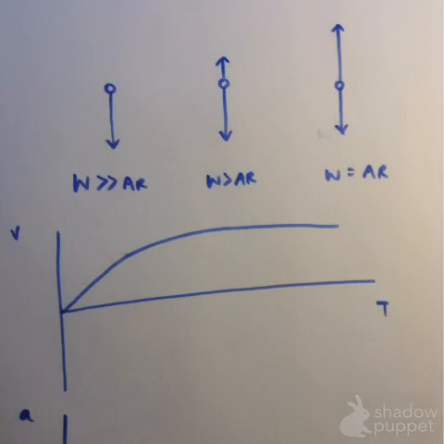So we now go to the graphing of this. You can see my three diagrams above represent different parts of the graph. To start with, weight only is acting. That's when you have the biggest acceleration, and therefore the velocity-time gradient is the steepest.